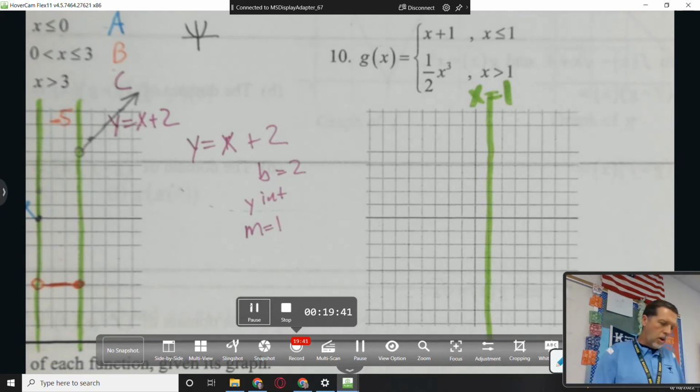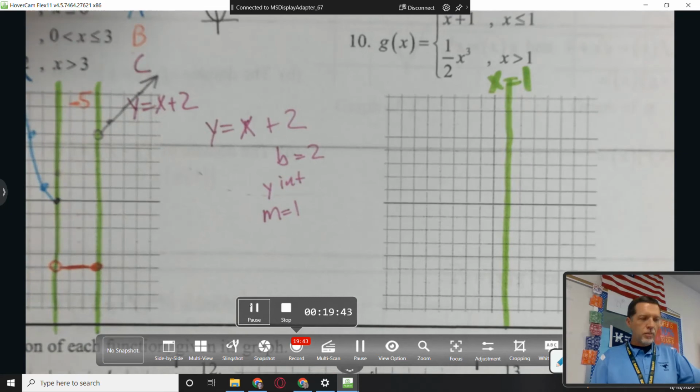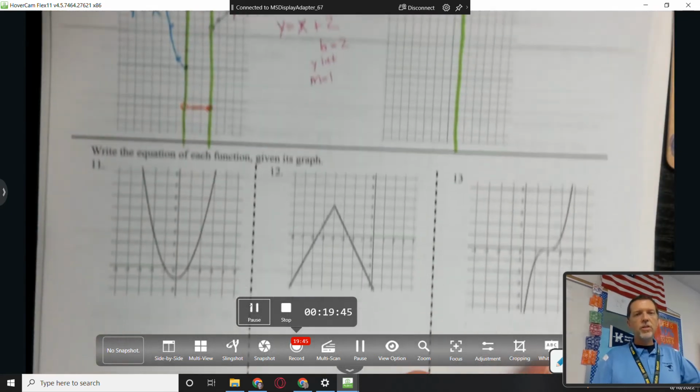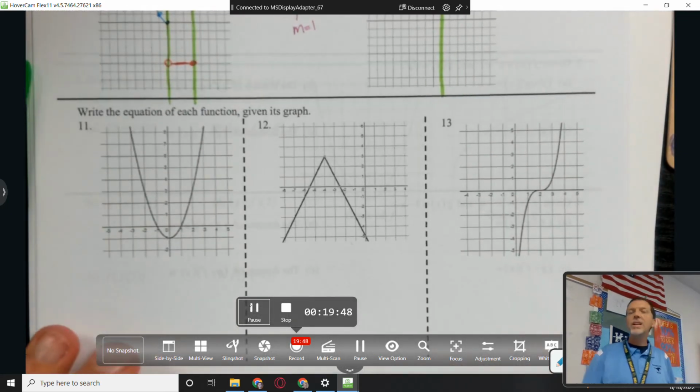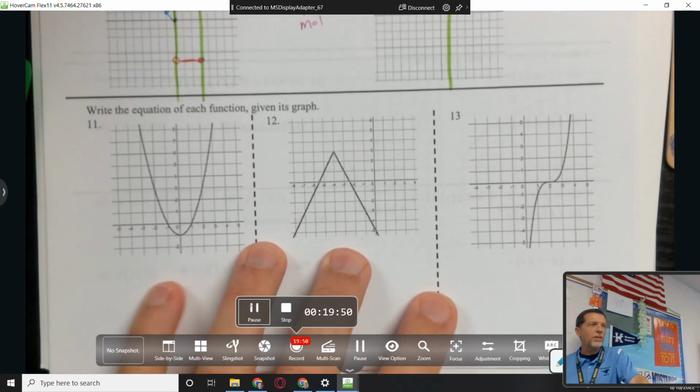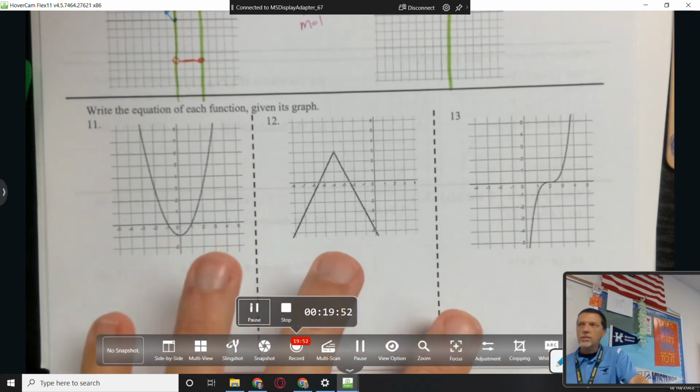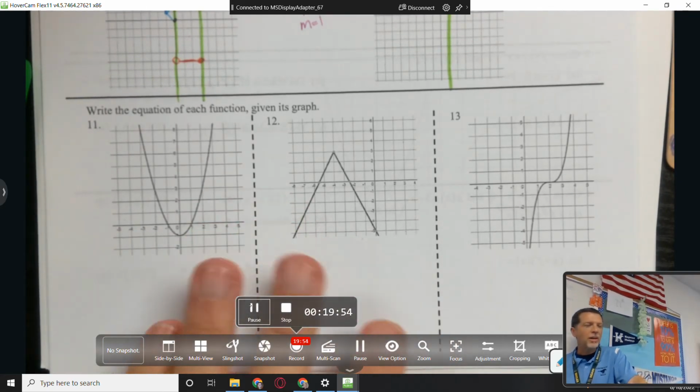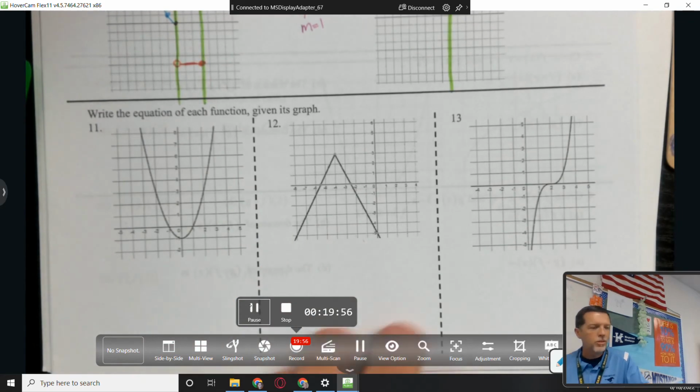All right, 11, 12, and 13, those are not piecewise functions. So it says write the equation. I don't need a piecewise. That's just review of parent function stuff. If I don't say that, people start thinking, how do I make that a piecewise? Don't. Do it easier than that.